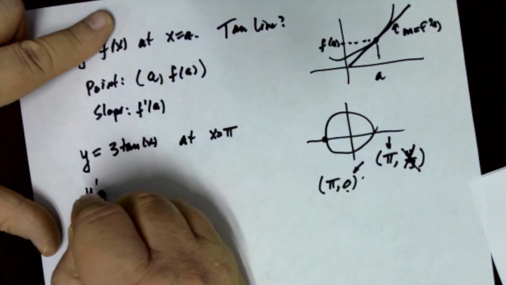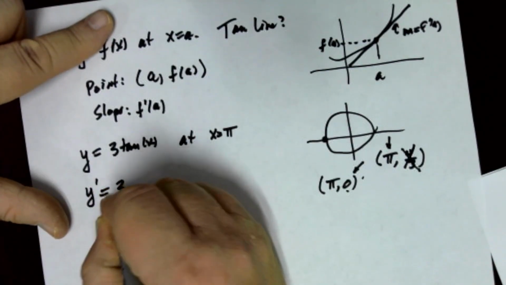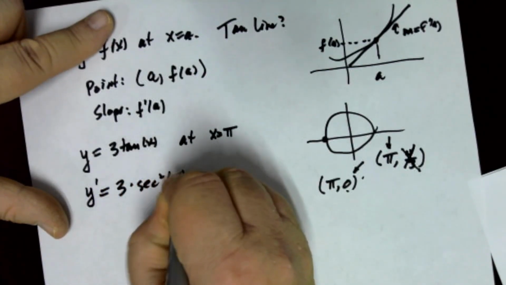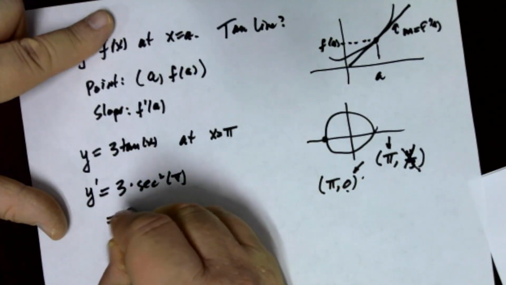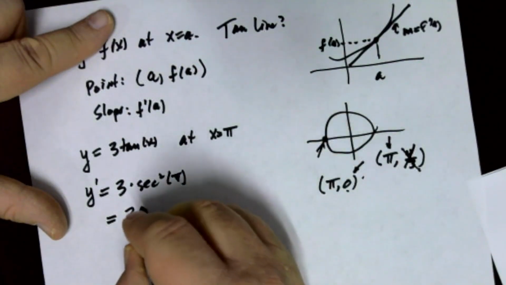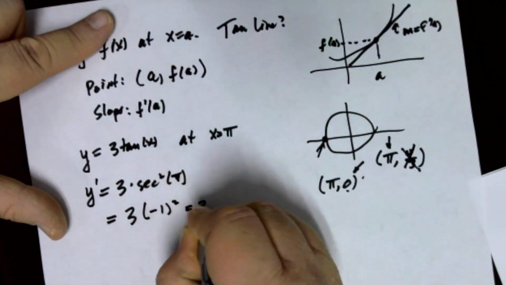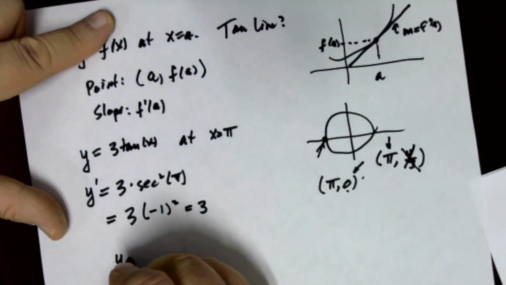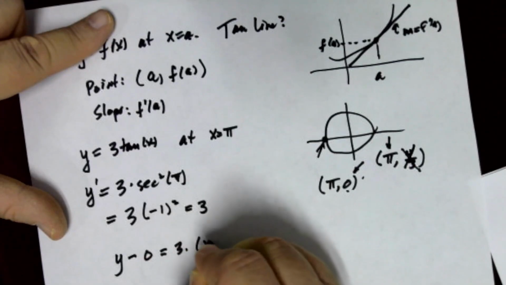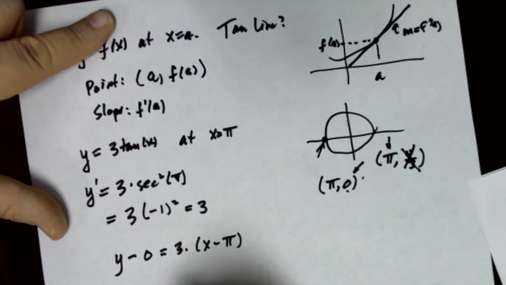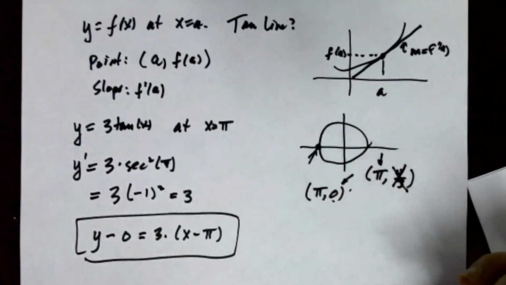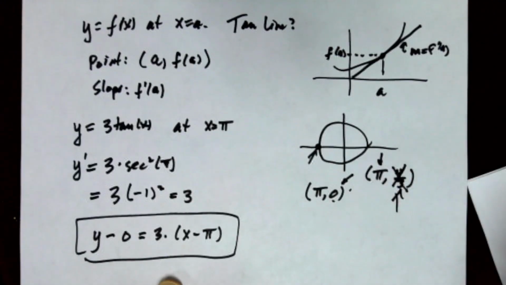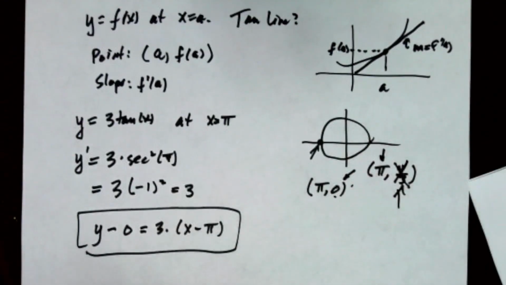So then to get our slope, we just take the derivative, 3 times secant squared of pi. And now to compute that, the secant of pi is -1, so we can get that off the unit circle. So that's 3 times (-1) squared, which would be 3. Good. And so in this case, we would have y minus 0 equals 3 times (x minus pi). Good. So that would be the equation of our line. Yeah, sorry about that error with the point. I didn't read the problem correctly when I was writing it down.